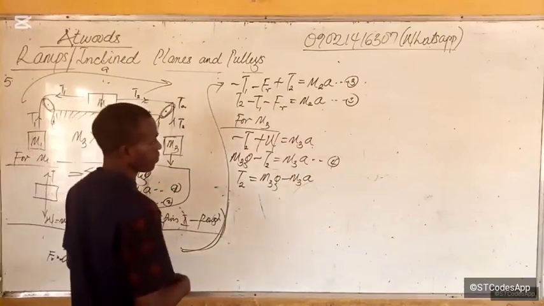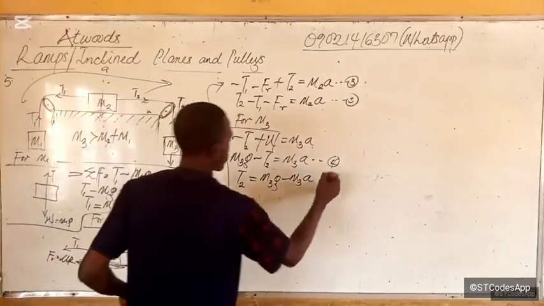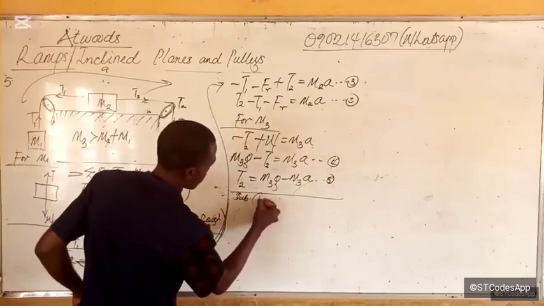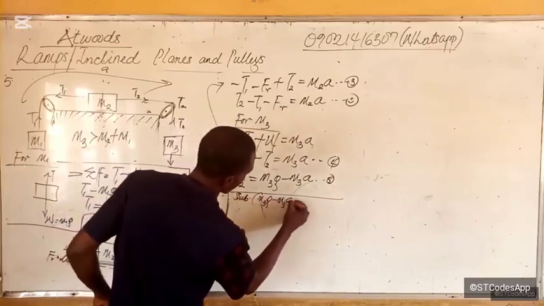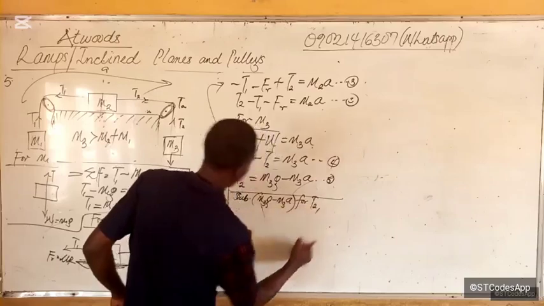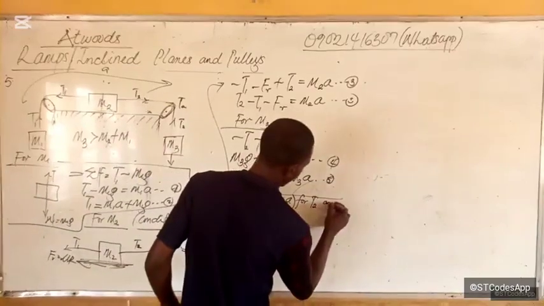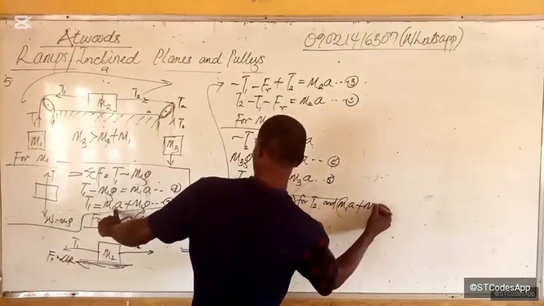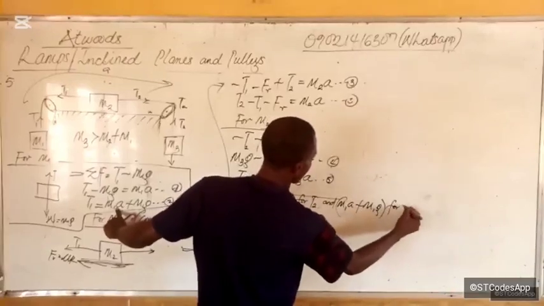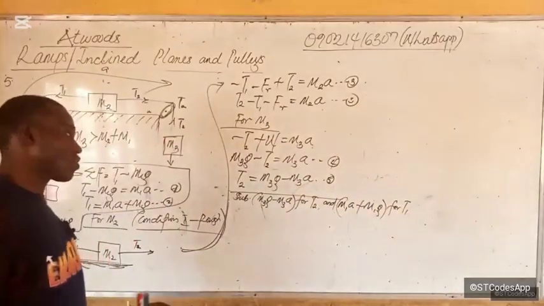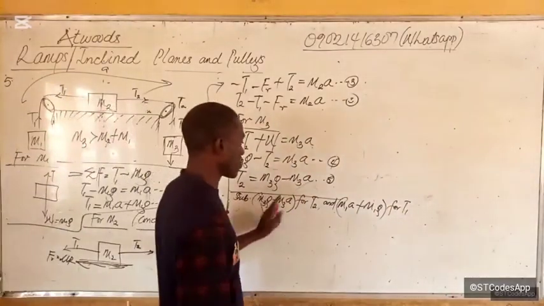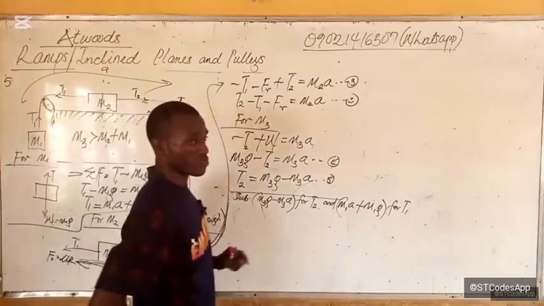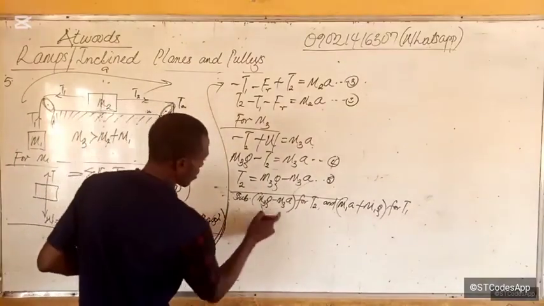So we'll now substitute. This is equation 5. So we'll now substitute M3G minus M3A for T2 and M1A plus M1G for T1. Keeping in mind that in your question you might not be given tension, so you always solve in a way that you will be given only masses. Mass is the only thing you will be given, so you have to find the acceleration of the system by yourself. So we are substituting this for T2.